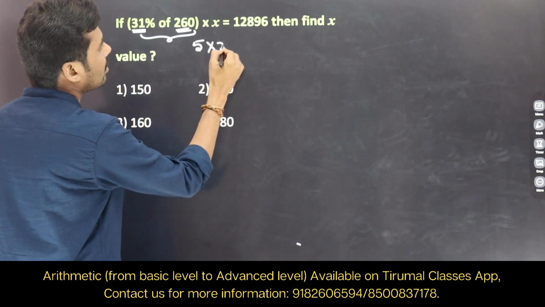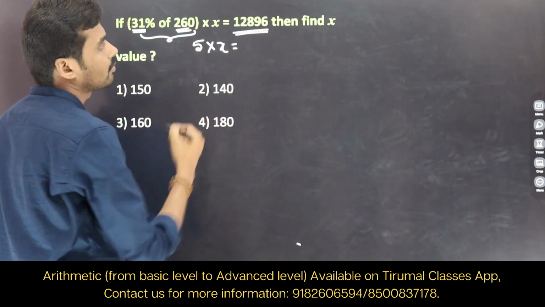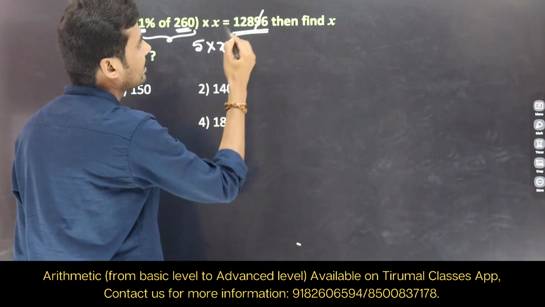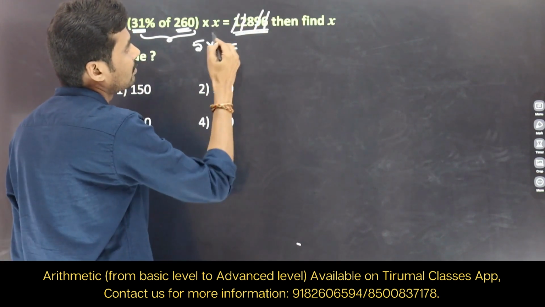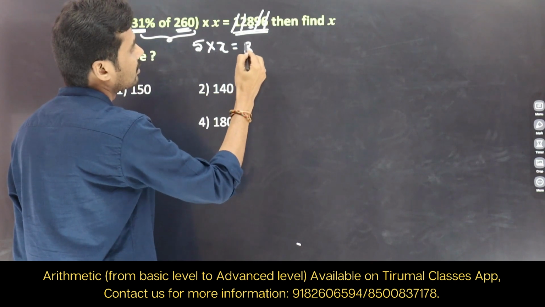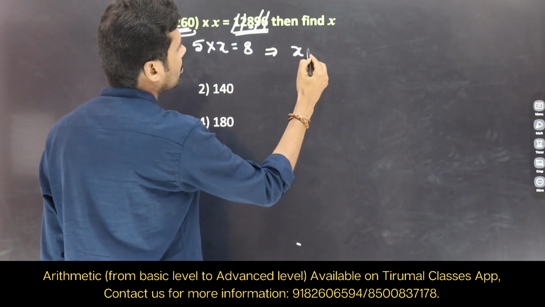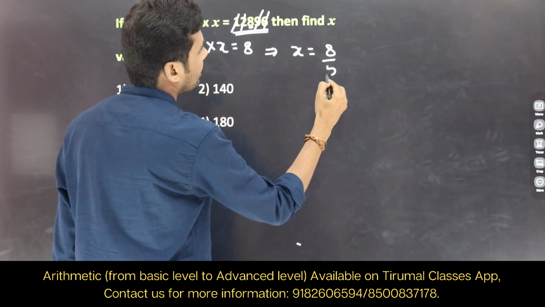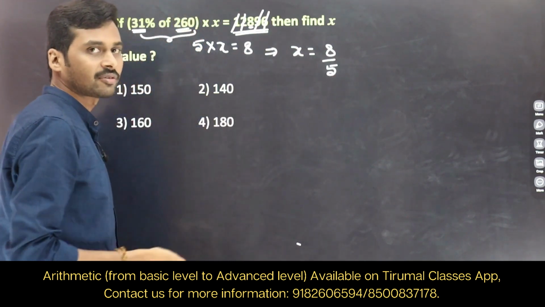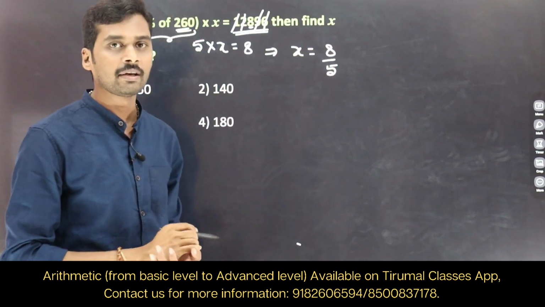So 5 into x is equal to, now the number is what? 12896. So 9 gets cancelled, 6 plus 2 plus 1 gets cancelled. What is the remaining number? 8. So therefore x value is equal to what? X value is equal to 8 by 5. So what is the ds of x value? The ds of x value is nothing but 8 by 5.